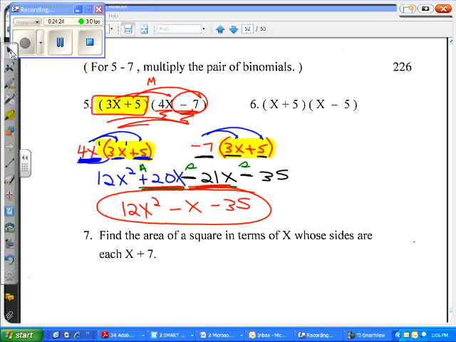So we simplified by distributing. When you distribute a binomial through another binomial, the result is a quadratic. Okay?